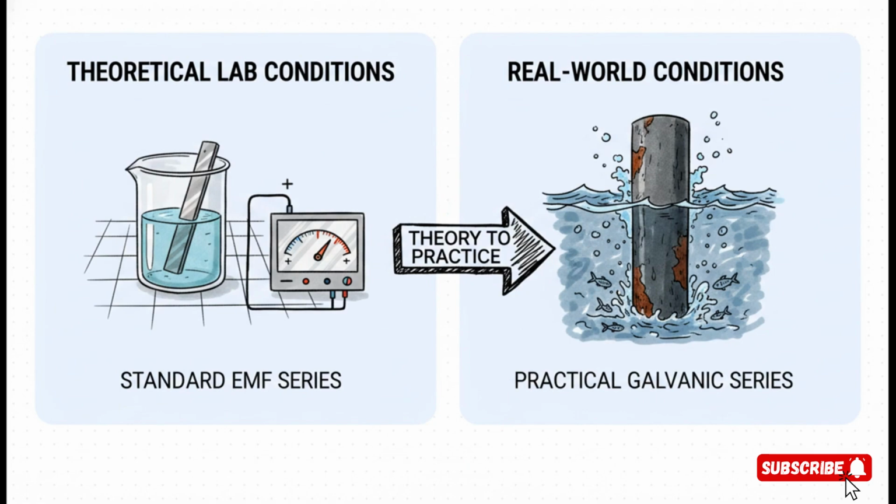But here's the thing. We don't work in a lab, do we? The real world is messy. It's wet, it's dirty. And that's why for us, we have the practical galvanic series. It takes the same idea, but it ranks metals based on their actual measured potentials in a specific real-world electrolyte, like seawater. For any field technician, this is the guide that really matters.